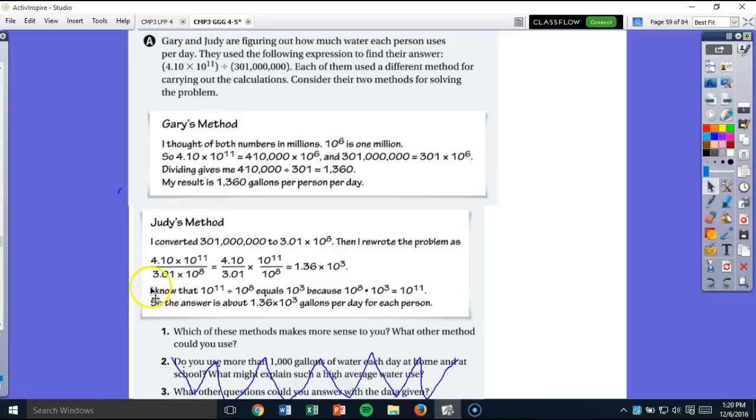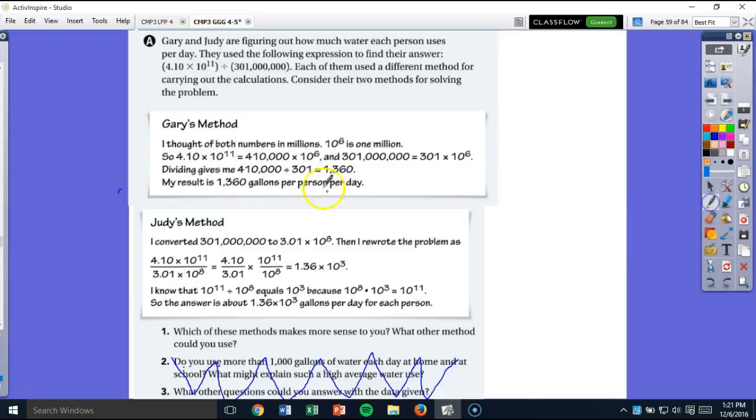So if we rewrite that, it is still 1.36 times 10 to the 3rd gallons per day for each person. So now that I've read through both of these for you, let's take a closer look at how they were able to come up with their calculations and the way they went about it.